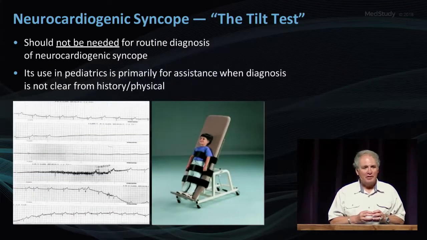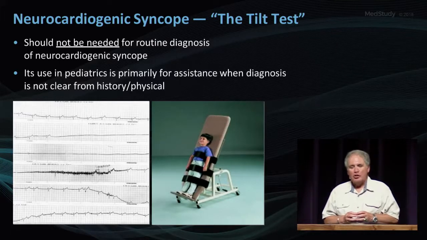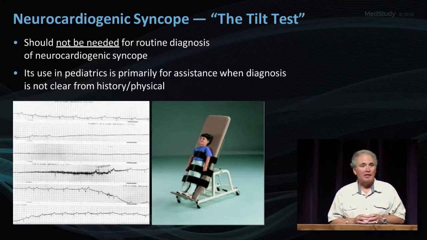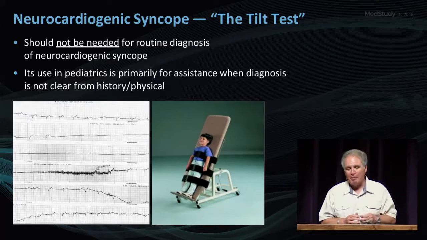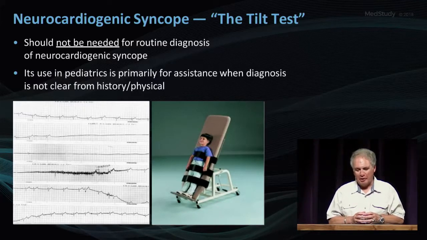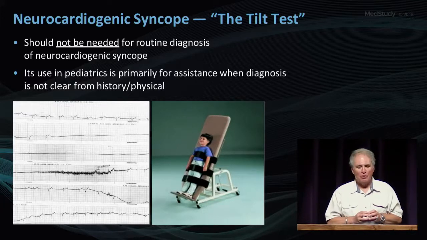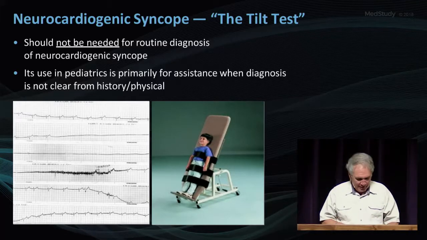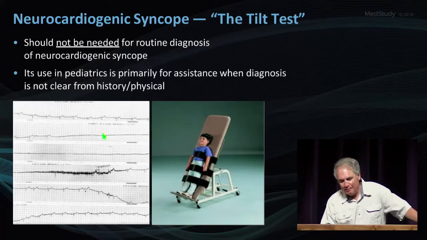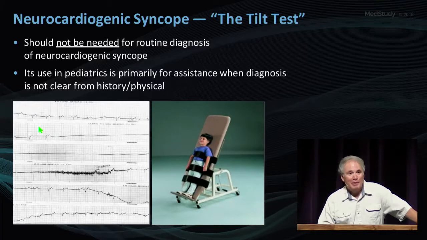The famous tilt test should not be needed for the routine diagnosis of simple vasovagal syncope, neurocardiogenic syncope. Its use in pediatrics is only to assist the diagnosis when it's not clear from the history and physical. I don't know how many of you have seen this, but it is fantastic. So you take the kid, strap him down to the table. It's a very high-tech test. Then you tilt him up, and you wait. Everybody's betting. There are bets going on at the sidelines.